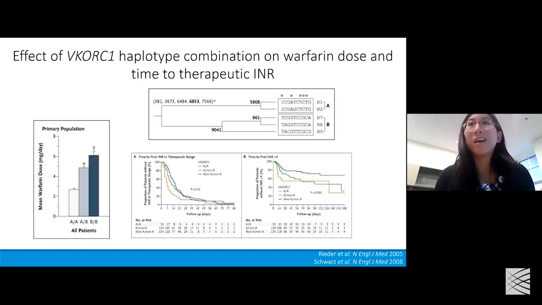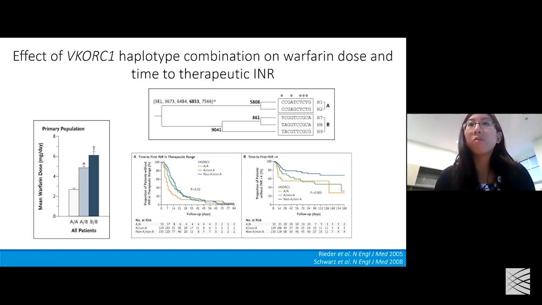Here I present a study looking at 10 common VKORC1 SNPs that were then organized into haplotype groups. They identified a low dose haplotype, which is A, and a high dose haplotype, which is B. Patients in the study population were genotyped and assigned a haplotype combination based on the results. The figure on the left shows that those who were AA had a much lower warfarin maintenance dose compared to those who were AB, and then compared to those who were BB.